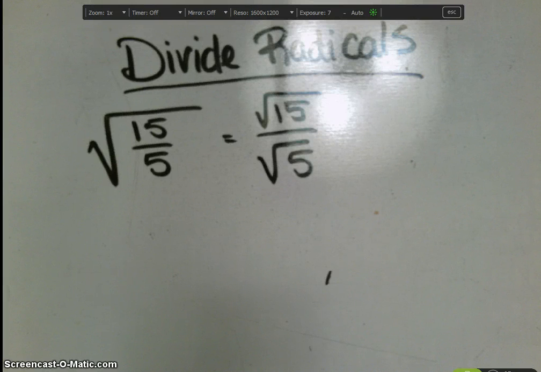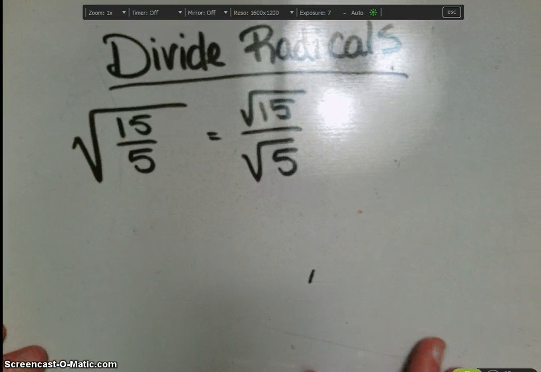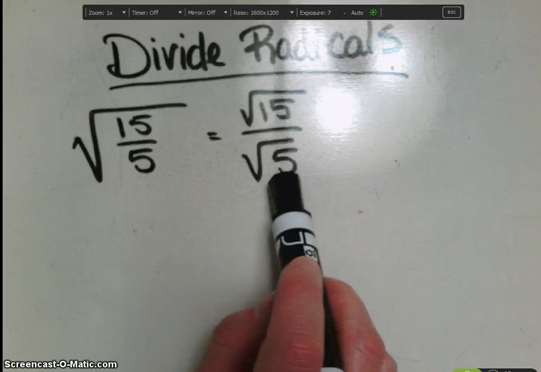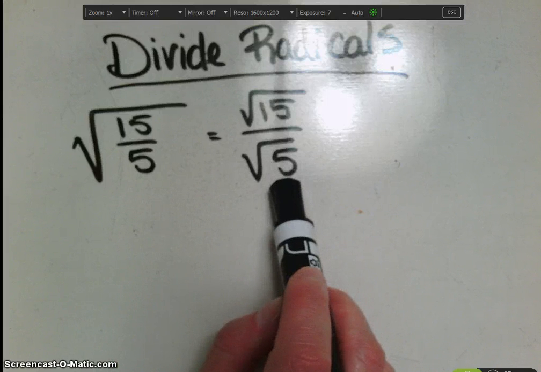Last time you learned that you're allowed to multiply radicals. As long as everything's under a radical, you can multiply it with everything under another radical. So say we're just going to divide. It's the same thing. The radical 15 over 5 under one radical is the same as writing it as two separate radicals like this. So those are the same no matter which way you see them.